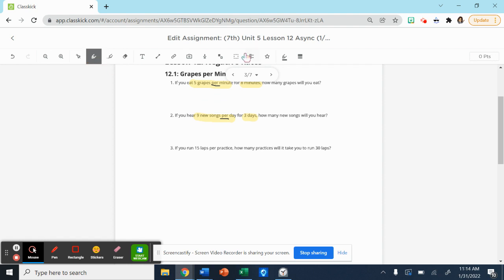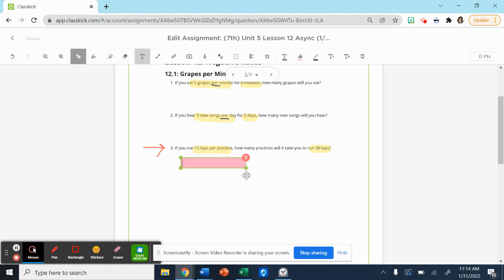A common mistake that students made on question 3 was repeating the process for questions 1 and 2, where they multiplied the 2 numbers that were given in the problem. That's why we need to underline key information. Because if you run 15 laps per practice, and you're given the information of how many laps you run in total, 30 laps, you won't be multiplying laps per practice times 30. That would give you a very large number, and probably more practices than you would have in any reasonable amount of time. Instead, you want to think about it as rate times time equals total.